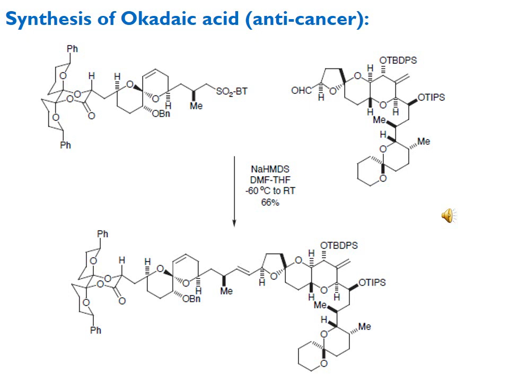This is the anti-cancer drug okadaic acid. I think too many examples have been given, so this is the last one for this reaction. Here you can see the sulfone having an alpha hydrogen, and on the other hand there is an aldehyde. Both are treated, and we get the double bond between these two species, and the resulting drug is used as an anti-cancer agent.